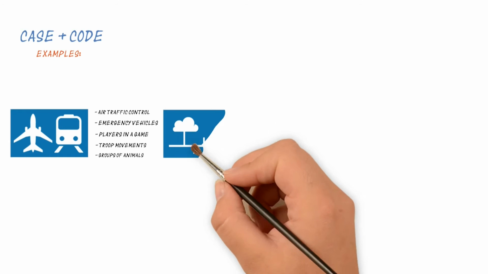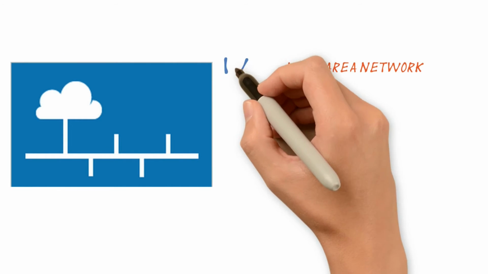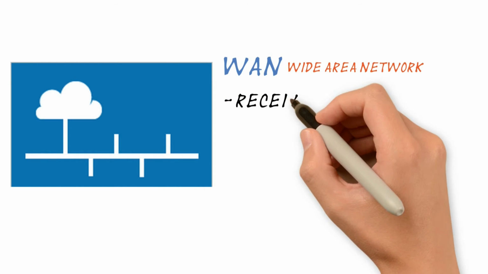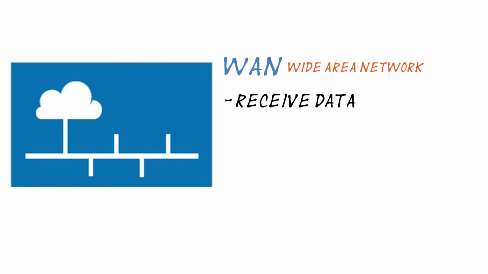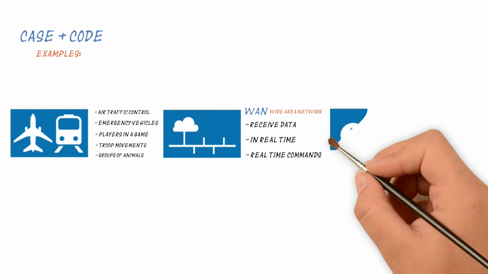The second use case shows how to connect real-time devices and systems over a wide area network, or WAN. If you have a system or robot with real-time communications, you can receive that data in real-time over a WAN or issue real-time commands to the system over a WAN.